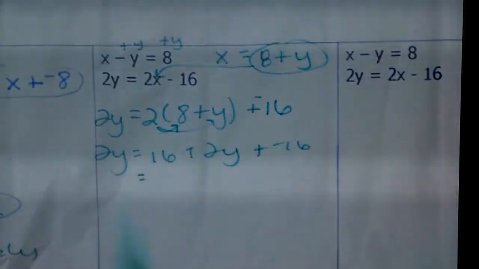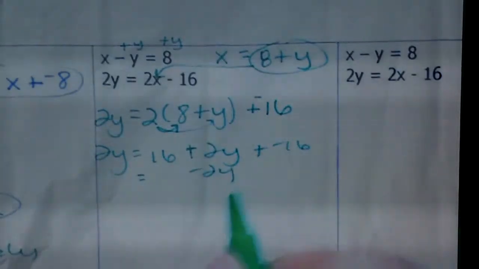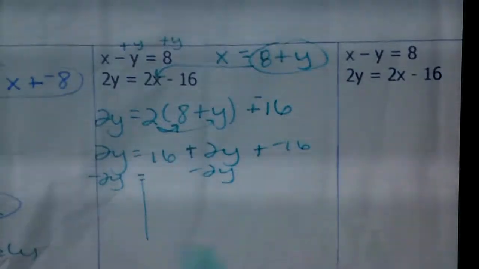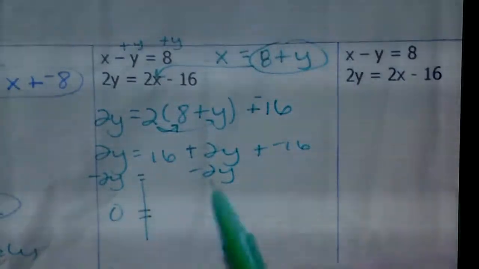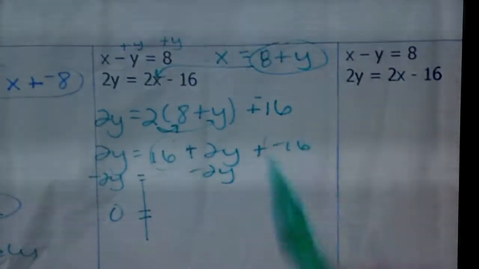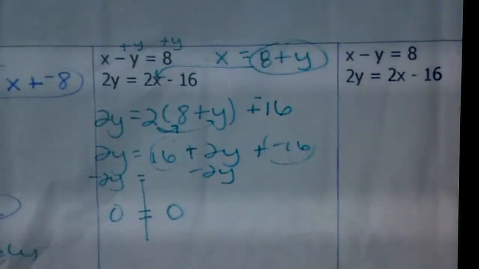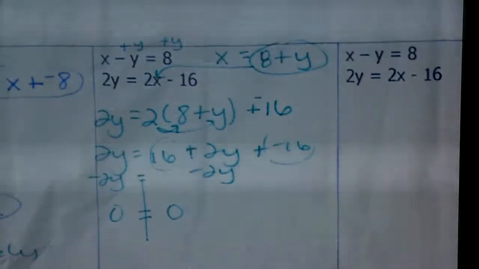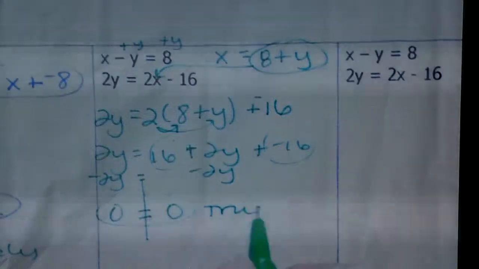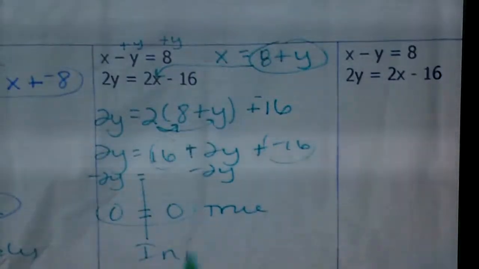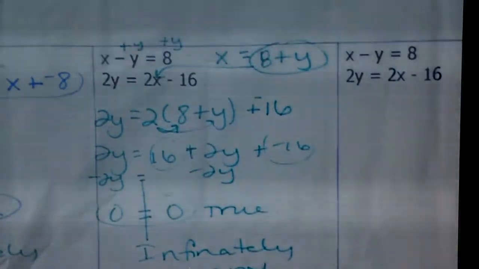Now this time the y's are on opposite sides, so in order to get them all on one side, I'm going to move this one over there. That means I need to subtract 2y. So I end up getting 2y minus 2y, which is 0. And I end up getting 16 plus negative 16 on this side. That's 0. Does 0 equal 0? Yes. So in the end, this statement is true. That's how you can recognize from substitution that there are infinitely many, because the variables have canceled out, but that final statement is true.